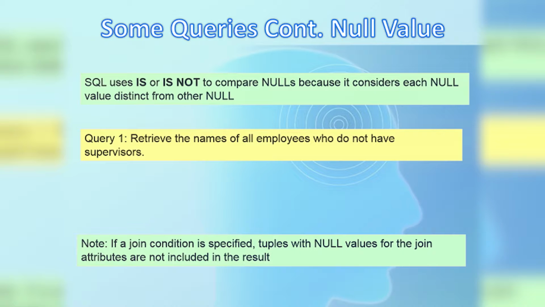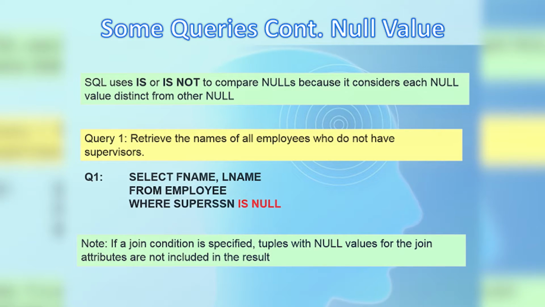Some queries. SQL uses is or is not to compare nulls because it considers each null value distinct from other null values. Query 1. Retrieve the names of all employees who do not have supervisors. The text of query: select fname, lname from employee where super SSN is null. Note: if a join condition is specified, tuples with null values for the join attributes are not included in the result.